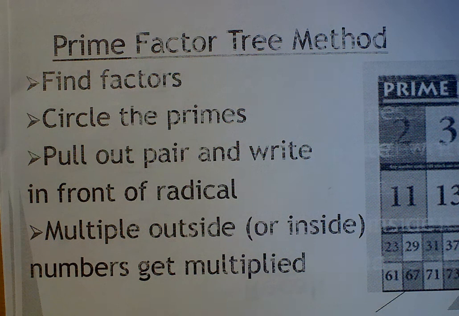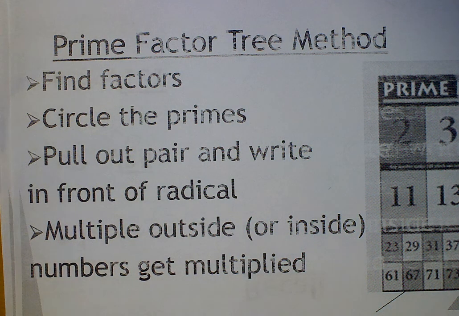So we're still going to find our factors, we're still going to do our tree, we're still going to circle the primes. Now once we have all the primes circled, we can pull out a pair and write it in front of the radical. Because think about it, if it's a pair, that means it's squared. And squared and square root undo each other, so that's what makes it come out of the radical. You just have to remember that if there's multiple numbers that you bring out of the radical, they have to get multiplied together. And if there's multiple numbers that stay in the radical, then those have to get multiplied together.